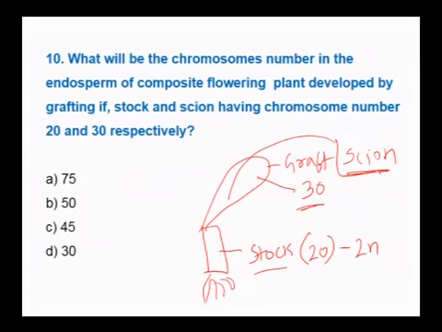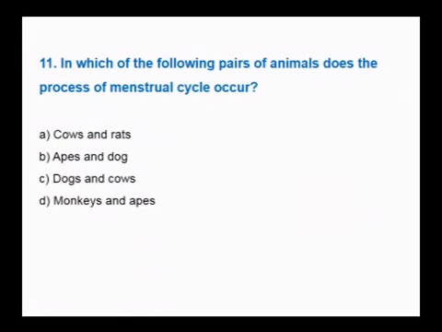Here the question is about endosperm. Endosperm is triploid. The 2n number is 30. Therefore, 3n should be 45. 45 should be the answer. Therefore, here the answer is C, that is 45. We shall move on to the next question.